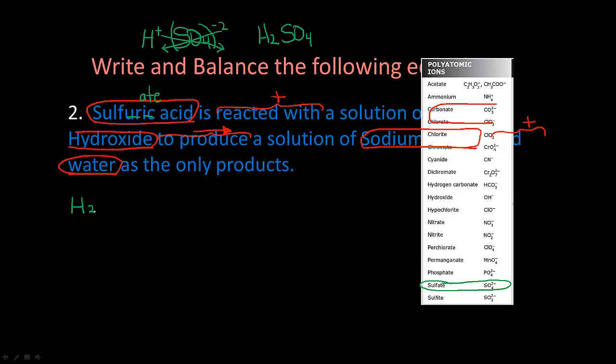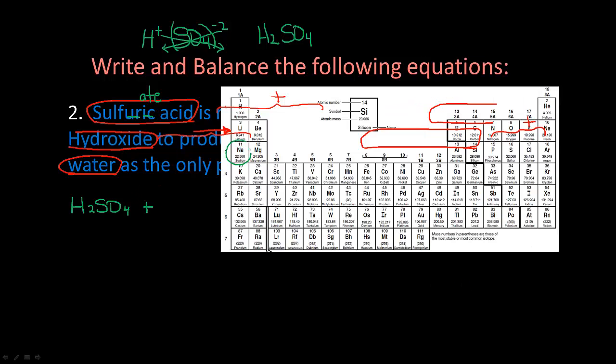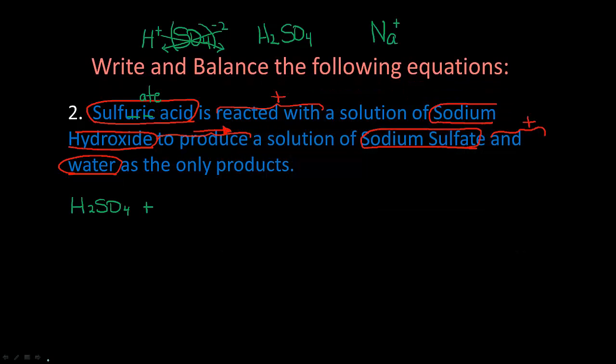So I'm going to write that down here, H2SO4. And then it's reacted with, so I'm going to put a plus. Sodium is right here. It is in group 1, and it has 1 valence shell electron, which means it is easier to lose 1 than gain 6. So we're going to have Na plus 1.